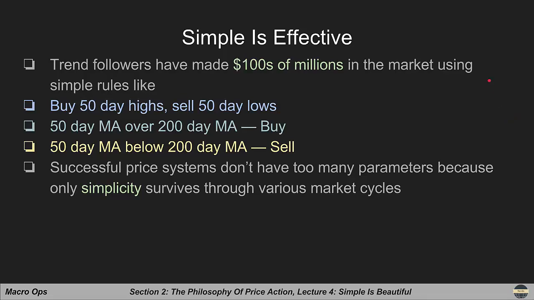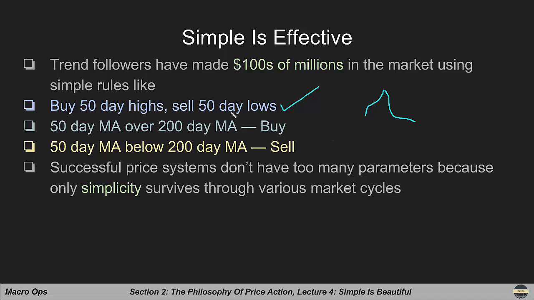So take the best price action traders of all time, trend followers who only use price action, no fundamentals, only price action in their inputs. They've made hundreds of millions in the market using very, very simple rules. All right, and these simple rules are like buy 50-day highs, sell 50-day lows. So if the asset's at a 50-day high, they buy, and if the asset's at a 50-day low, they sell. Those were entry rules for some of the very early trend following systems.